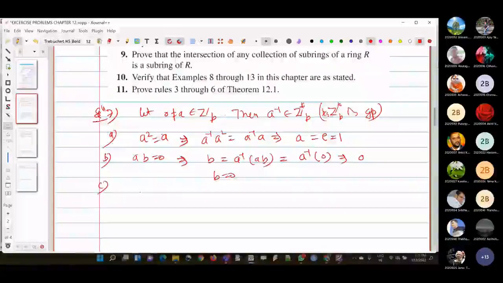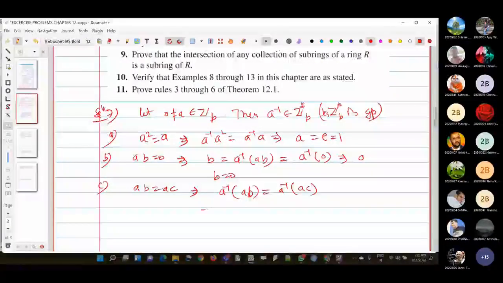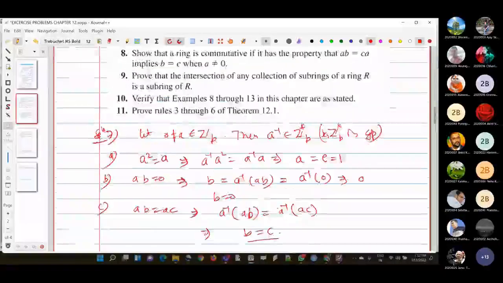Then the third part, AB equals AC. The same thing, because A has an inverse, so we can take the product as we have done in the case of a group. So on the left hand side we are left with B, and on the right hand side we are left with C. So B equals C.